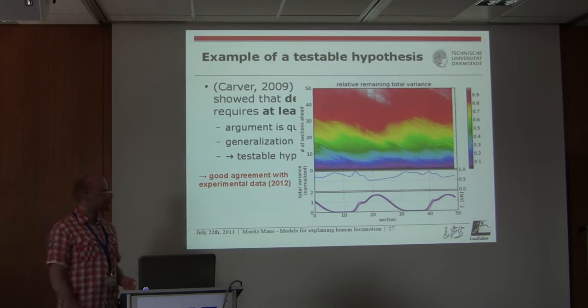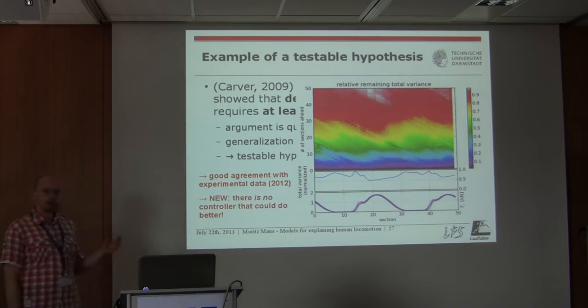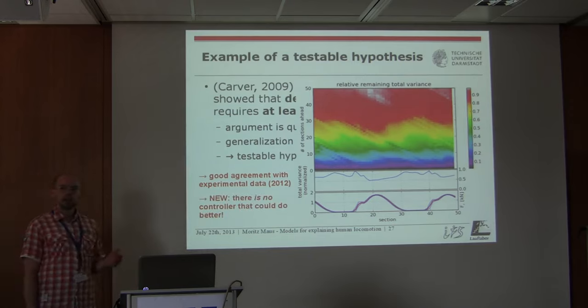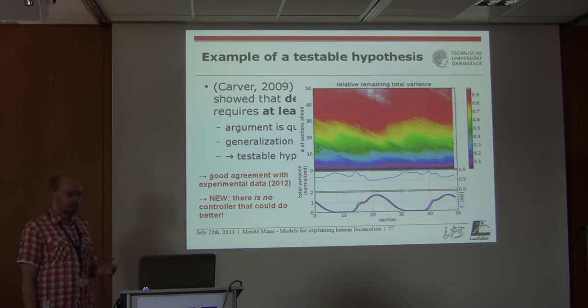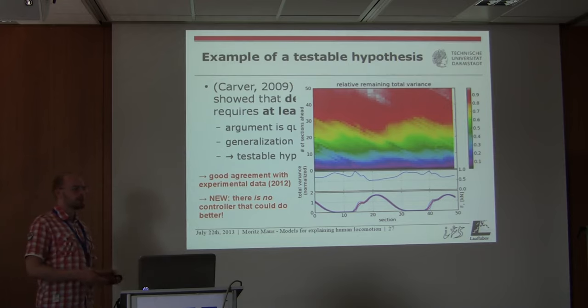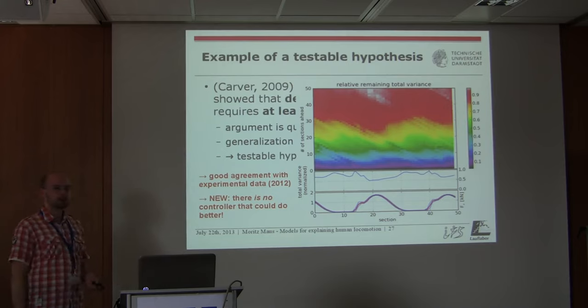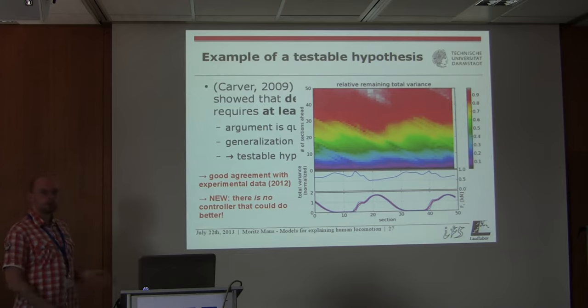But the next thing is, from the SLIP analysis, we know that there is no controller that could do better. So increasing your P on your controller, on your robot, will not help you. And this is what we learned from the models.